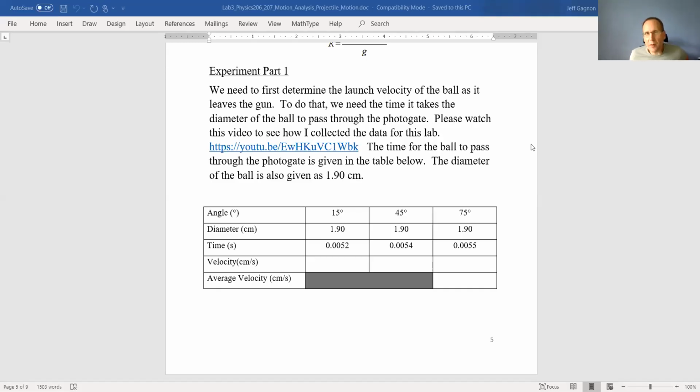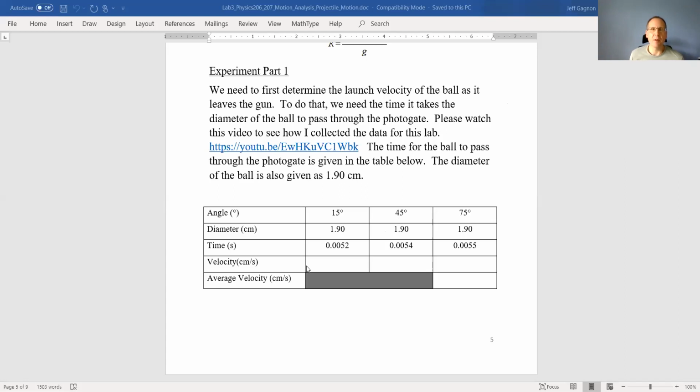Okay, so the first part of this experiment, we need to figure out what that launch velocity is. So what you guys should do is make sure you watch the video. I collected a short video just describing how I collected all the data for the range and to figure out the launch velocity.